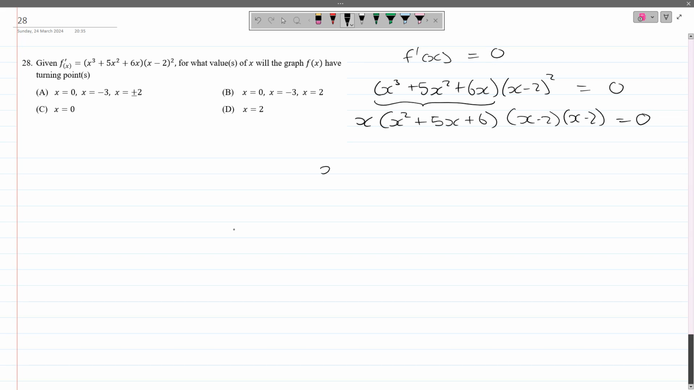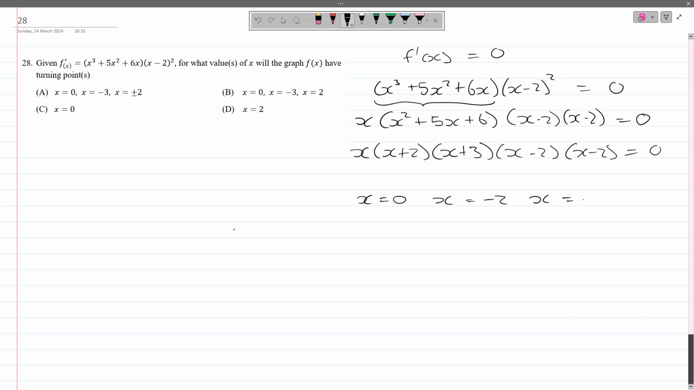Then at this point we can write it as x, and if we find the factors of 6 that give us 5, it will be 3 and 2. So x plus 2 and x plus 3 and another x minus 2 and another x minus 2. And if we get all of them, only writing down the unique ones, we get x is equal to 0, x is equal to minus 2, x is equal to minus 3, and then x is equal to positive 2.